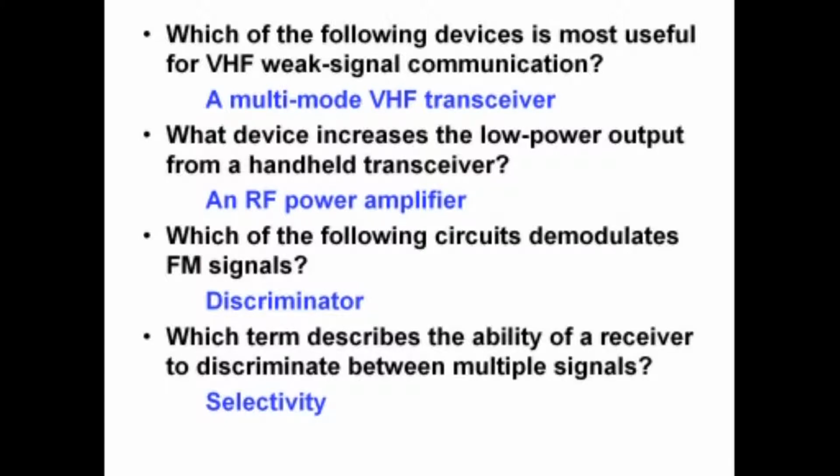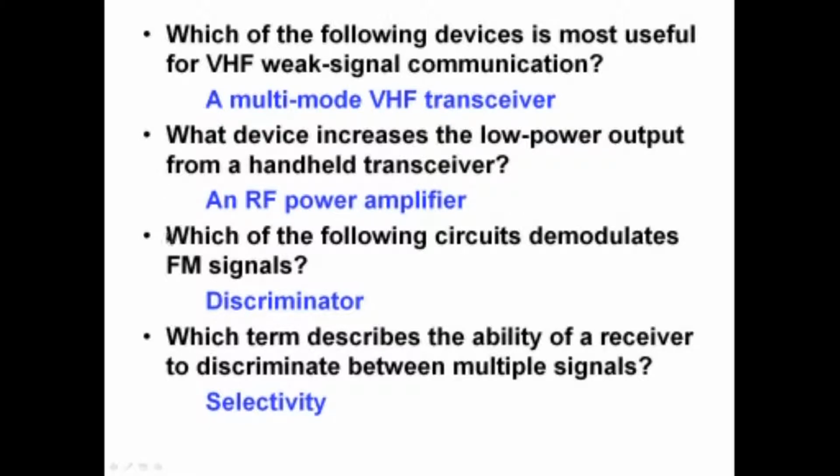What device increases the low power output from a handheld transceiver? If you have a 5-watt handheld and you need more power, you're hooked up to an outside antenna, you're still not getting as much power as you need to make your communications. You can connect in there between your transceiver and the antenna an RF power amplifier that will boost the low power output from your 5-watt transceiver to 30 or 40 watts to give you a more powerful radio. So it increases low power output. It's an RF power amplifier.